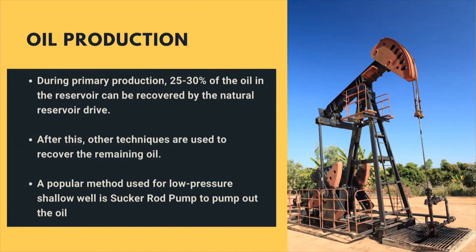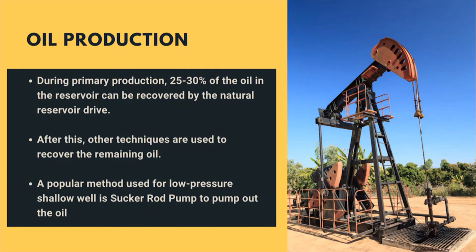Once oil is obtained, we move into the production phase. In the primary production phase, 25 to 30% of the oil in the reservoir can be recovered by the natural reservoir drive. What does it mean? All this hydrocarbon, whether oil or gas, is trapped inside reservoir rock formed million years ago, and it is under constant temperature and pressure. So the moment you start drilling that rock, the oil and gas will start coming out on their own pressure. This way almost 25 to 30% of the oil is taken without any additional driving force.